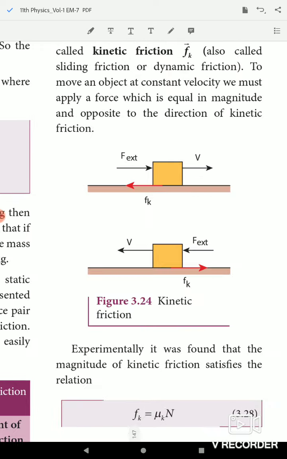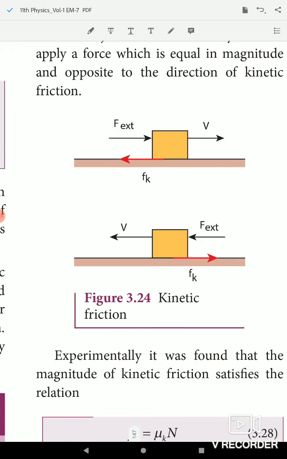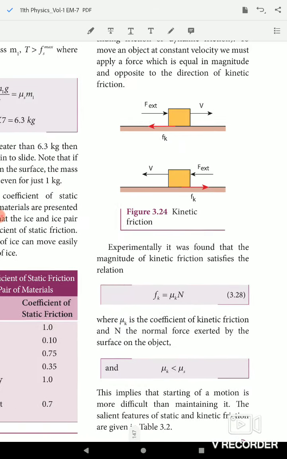So the external force is applied in the positive x direction. Kinetic friction opposes the external force direction, so it means negative x direction. Suppose the external force acts in the negative x direction, the frictional force acts in the positive x direction. So the magnitude of kinetic friction satisfies Fk equal to mu k n.